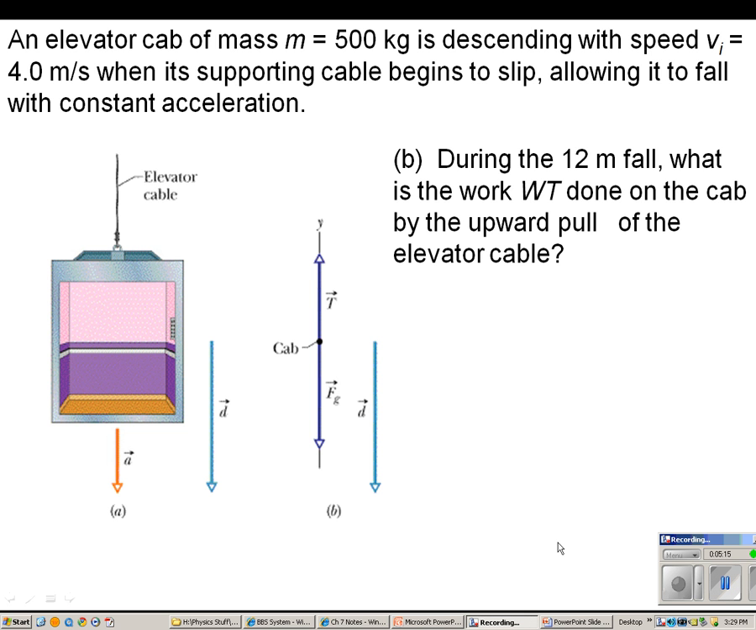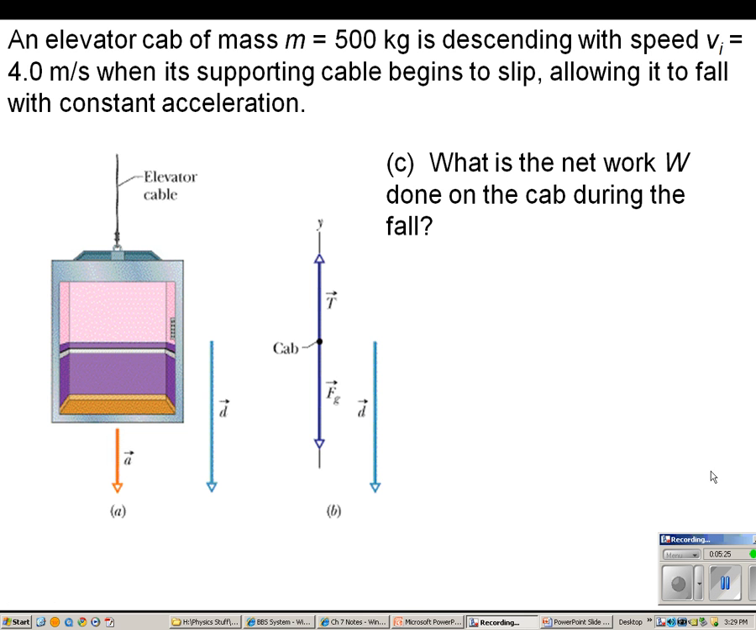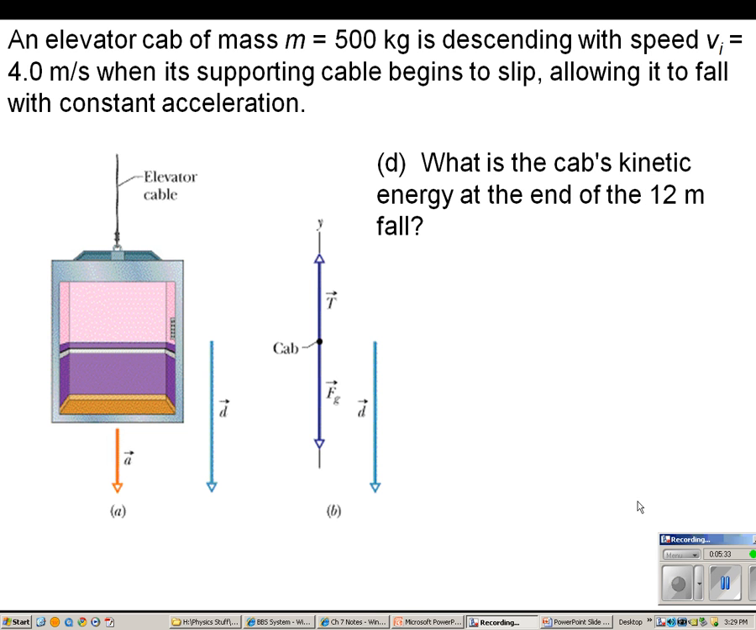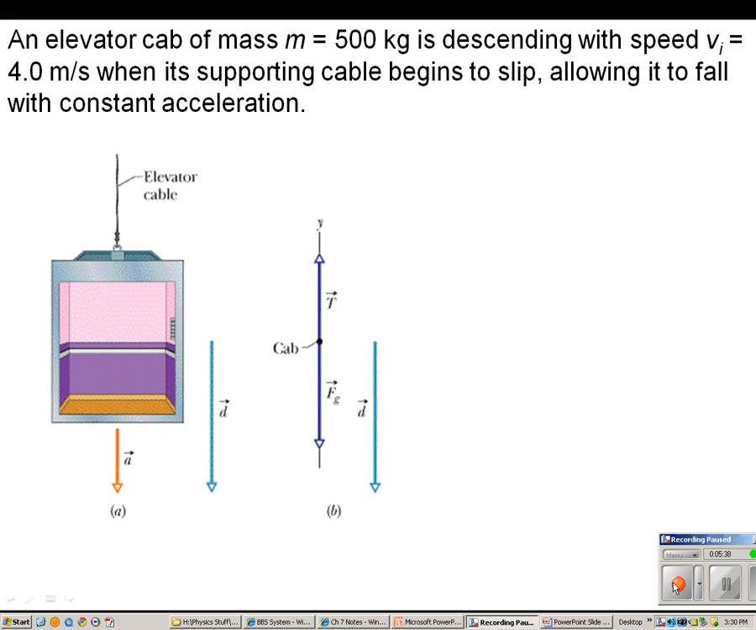We also want to look at what is the work during the 12-meter fall done by the tension, by the upward pull of the elevator cable. And also we want to look at what is the net work done on the cab during the fall. And we also want to see what is the cab's kinetic energy at the end of the 12-meter fall. For each of these, we would simply do force times distance. And we would have to figure these out. So I'd like you to try that out.